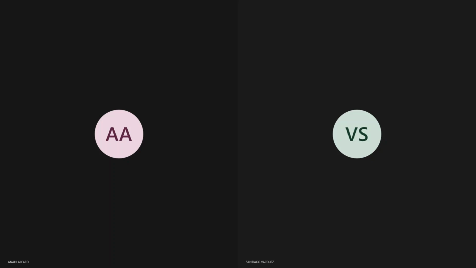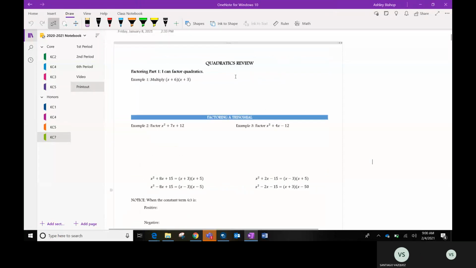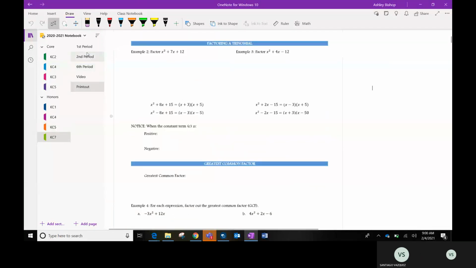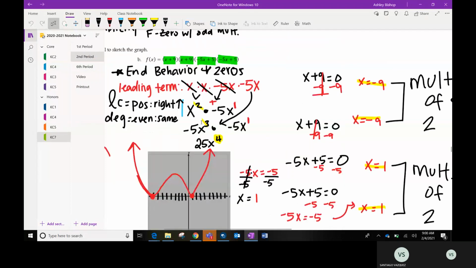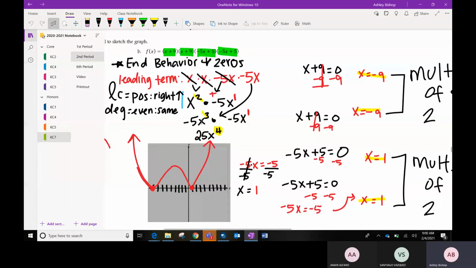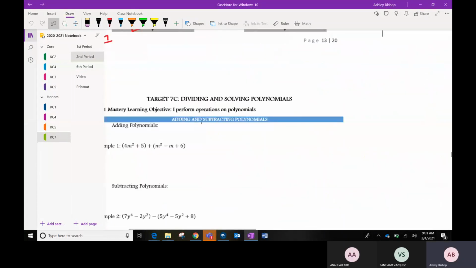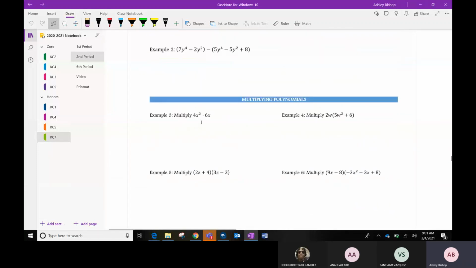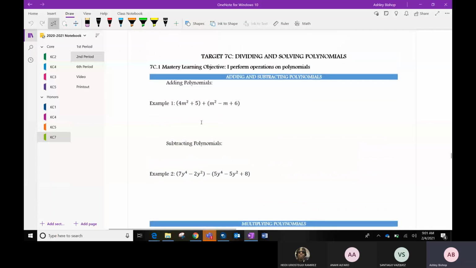So we are going to be doing Target C day 1, which is the next page of notes. So we are going to be on page 14. Take a second to get on page 14, will you? And I'll get there too. We are just doing page 14 today.